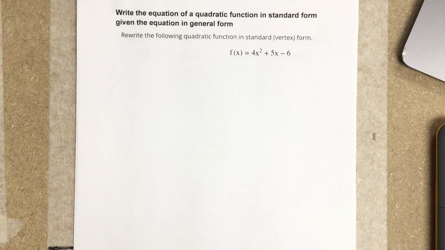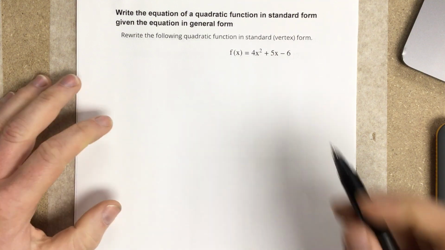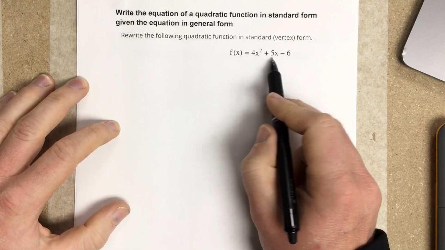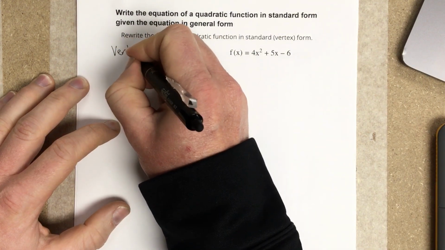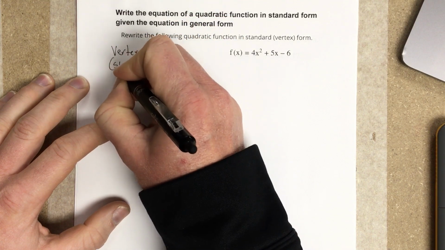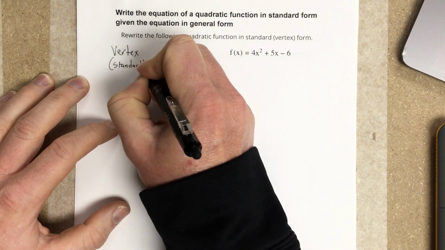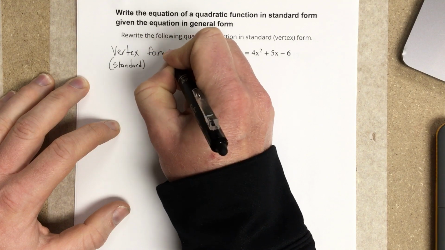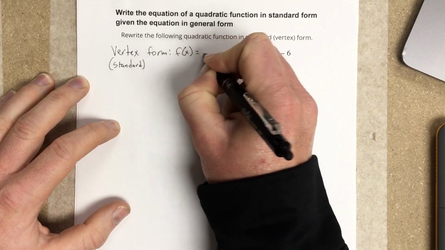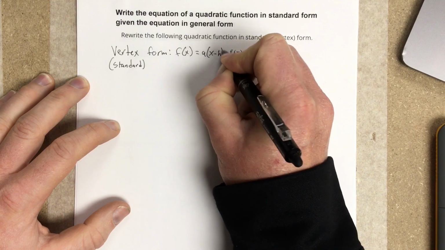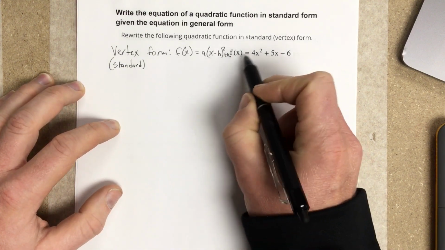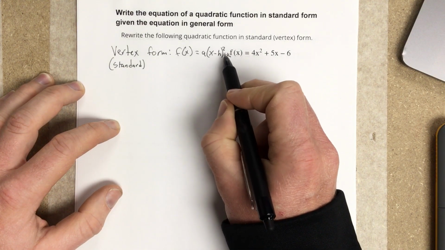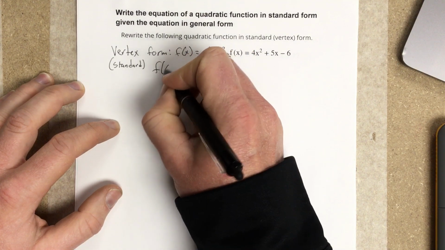In this video, we're going to write the equation of a quadratic function in standard form, given the equation in general form. So they give us this general form equation, and they want us to go to standard form, which is vertex form. So remember, vertex form, also known as standard, is f of x equals a(x minus h) squared plus k. I'll write it again here.